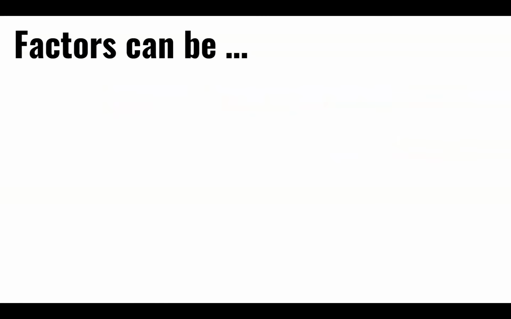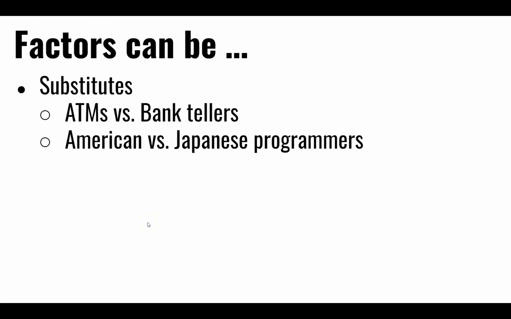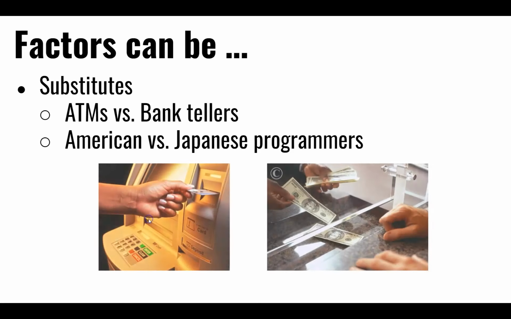First, we want to identify that factors can be either substitutes or complements. So factors of production can be substitutes. You can have an ATM or a bank teller. You either have capital, machinery to deal with the banking needs of your customers, or you can have a human being working behind a desk. You can have American computer programmers, or you can have Japanese programmers.